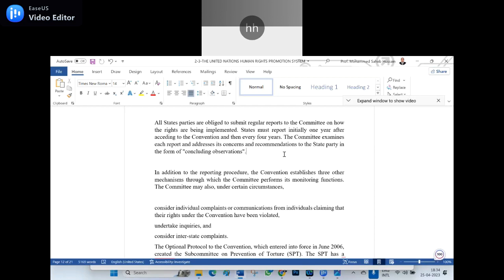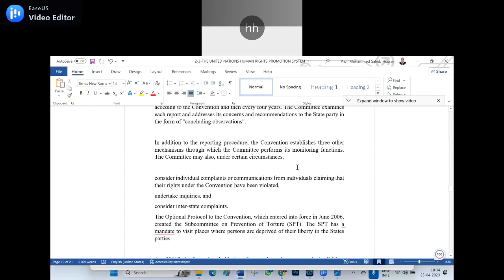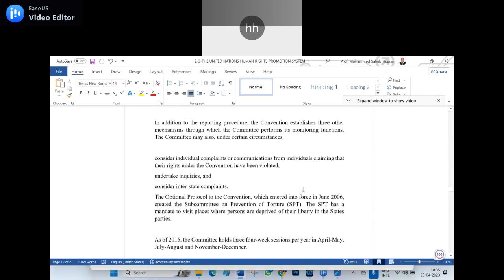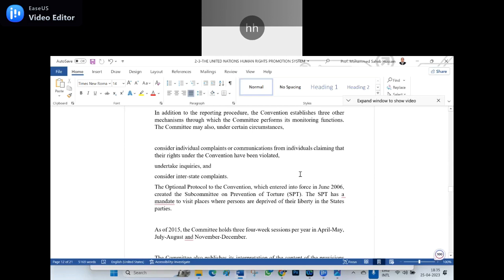So in addition to the reporting procedure, the convention establishes 3 other mechanisms through which the committee performs its monitoring functions. The committee may also, under certain circumstances, consider the individual complaints, as I told you, is the optional protocol, or communication from the individual claiming the rights under the convention has been violated, undertake the inquiry, and consider the interstate complaints also. The 3 mechanisms: individual complaints, they will accept it, and they will undertake the inquiries also, and third is consider interstate complaints, if any interstate complaints are there from one state to another state.